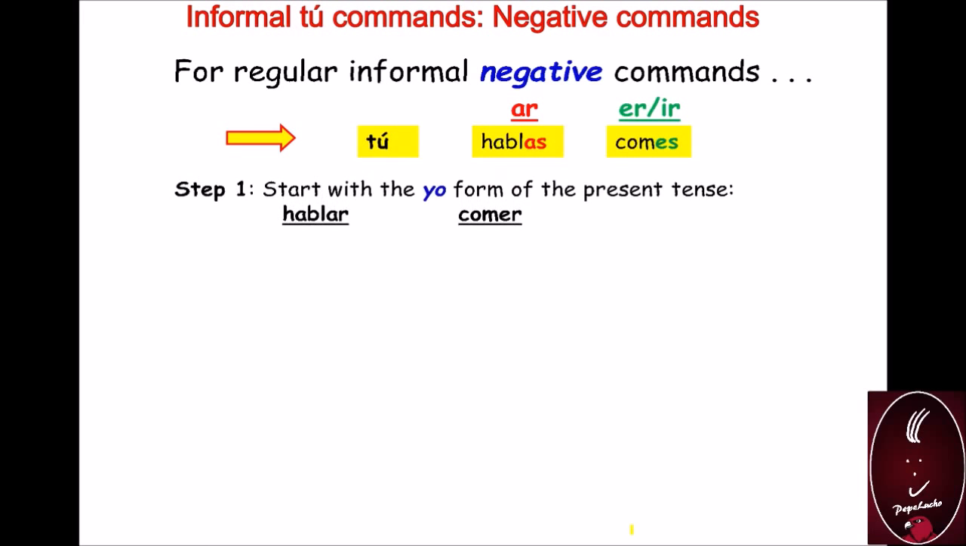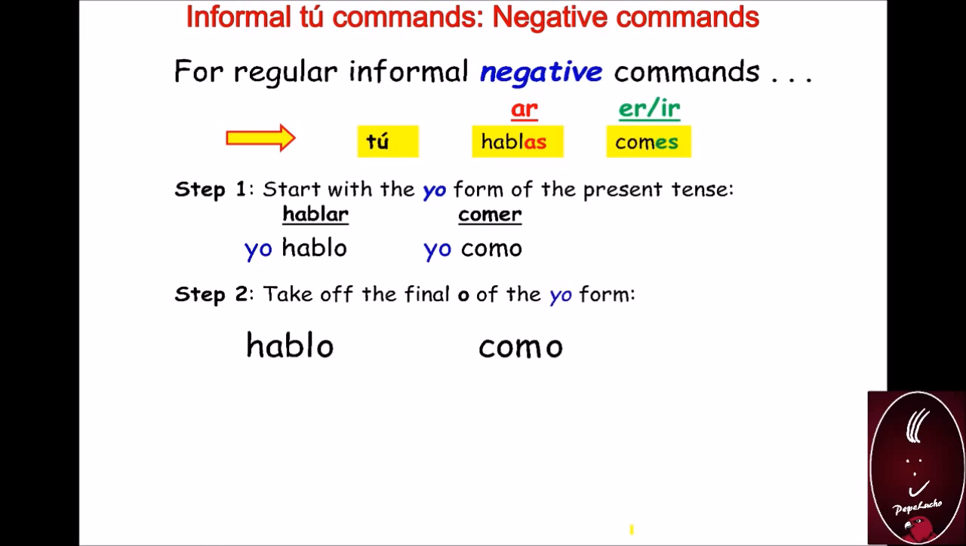Let's start with the first step. Start with the yo form in the present tense. In this example, the verb hablar, the yo form is yo hablo; comer, yo como. The second step is take off the final o of the yo form. And the third step, we're going to add the opposite endings.